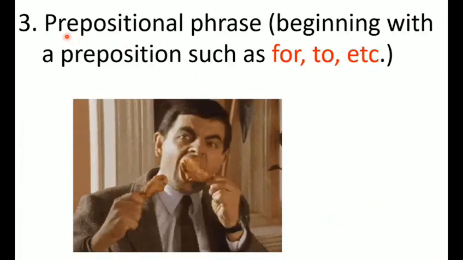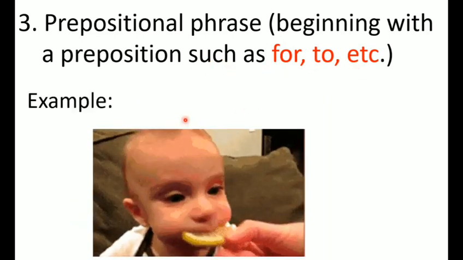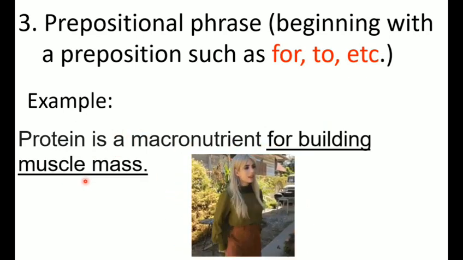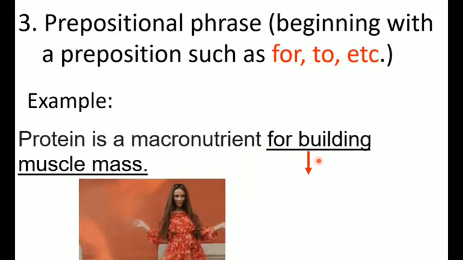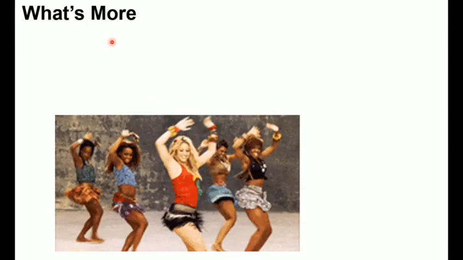Number 3. Prepositional phrase beginning with a preposition such as for, to, etc. Okay, example: Protein is a macronutrient for building muscle mass. In this example, the underlined word here is our prepositional phrase beginning with the preposition for. Okay, what's more?